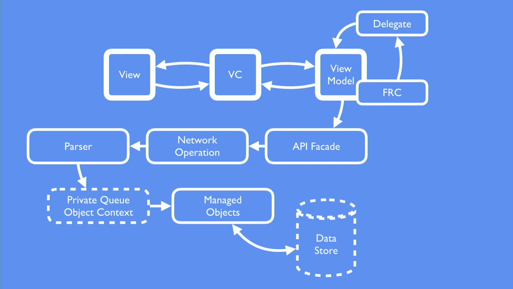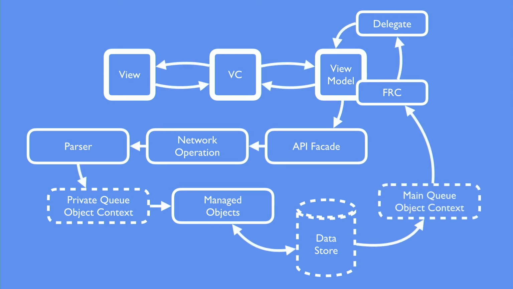Two things of note here. One, our parser is using a background context. This is helpful so that we can keep our main thread free. We've got our smooth, 60 frames per second, buttery smooth scrolling. And also, the double-headed arrow there. Think of your background context as being read and write enabled. We can do both of those things.